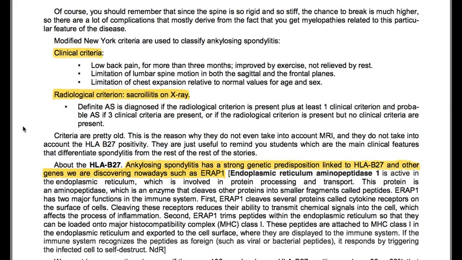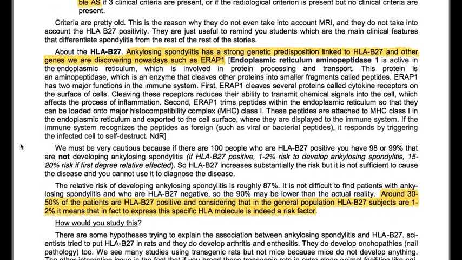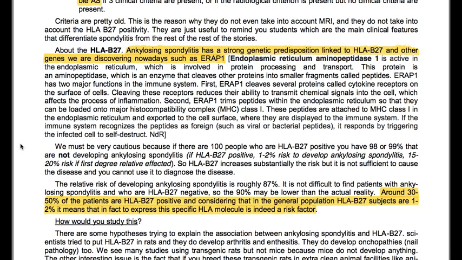Definite ankylosing spondylitis is diagnosed if the radiological criterion is present plus at least one clinical criterion, and probable ankylosing spondylitis if three clinical criteria are present, or if the radiological criterion is present but no clinical criteria are present. The criteria are pretty old. This is the reason why they do not even take into account MRI, and they do not take into account HLA-B27 positivity. They are just useful to remind you, students, of the main clinical features that differentiate spondylitis from the rest of the stories.